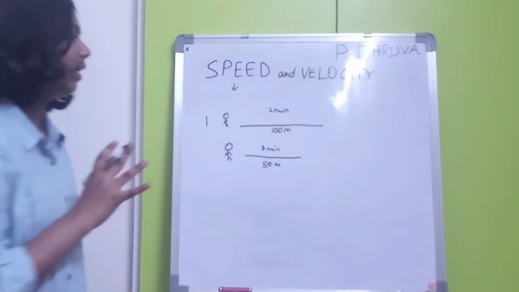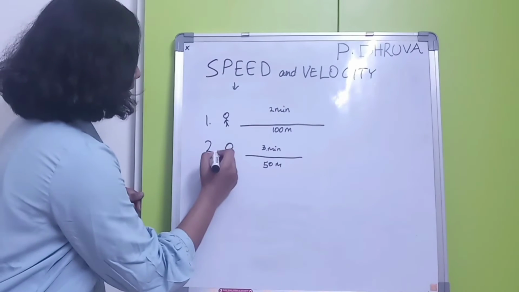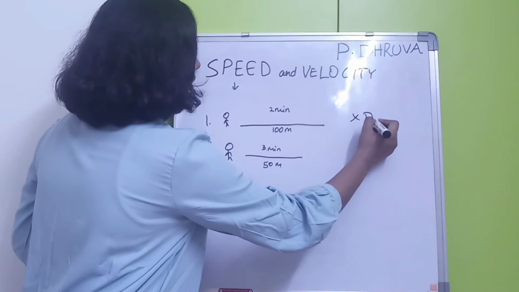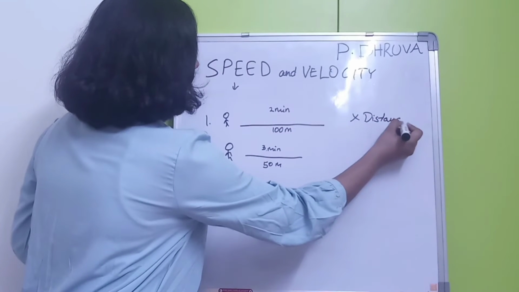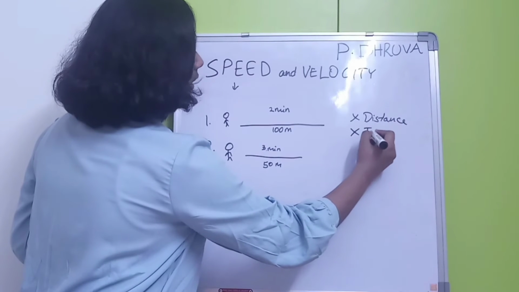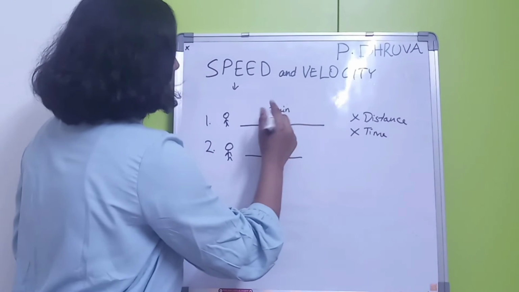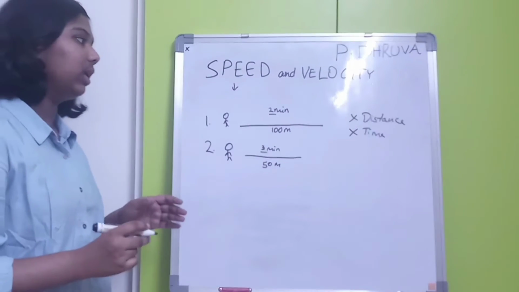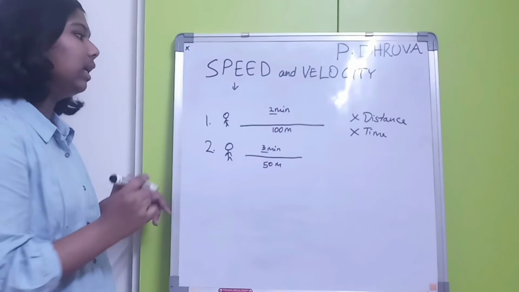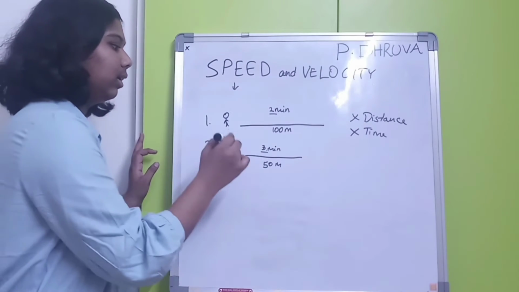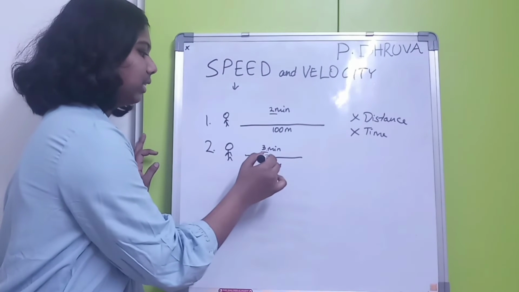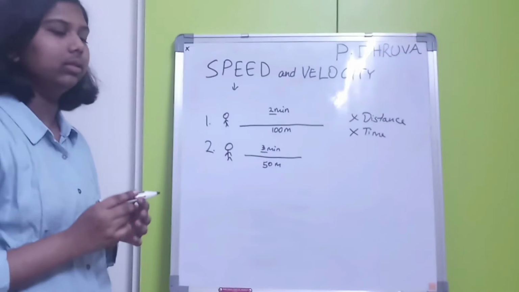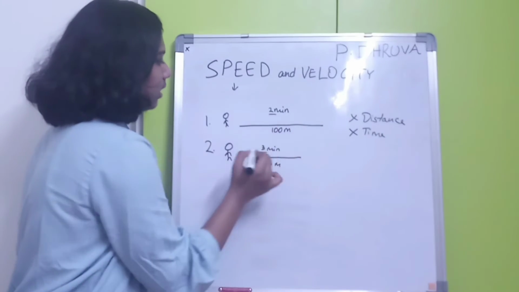Okay, what can we compare in these both situations? We can't compare the distance because it's not the same. We can't compare the time they took either. 2 minutes and 3 minutes are obviously not the same. But there is one thing we can compare in both, that is the rate of the distance covered by them per minute. Yeah, we can see that as a common point.